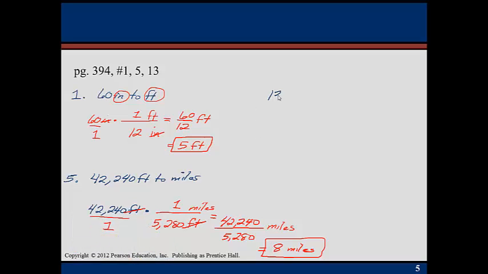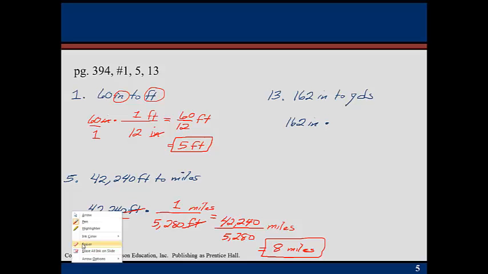And then number 13. It says 162 inches to yards, and it says write your answer as a decimal. So we have 162 inches, and we're going to convert this into yards. So we're going to start with the value they gave us, the 162 inches, and we're going to multiply it by a unit fraction. The units up top are going to be the ones I'm interested in, so yards, and the units on the bottom will be the inches. And we know that for 1 yard there are 36 inches.